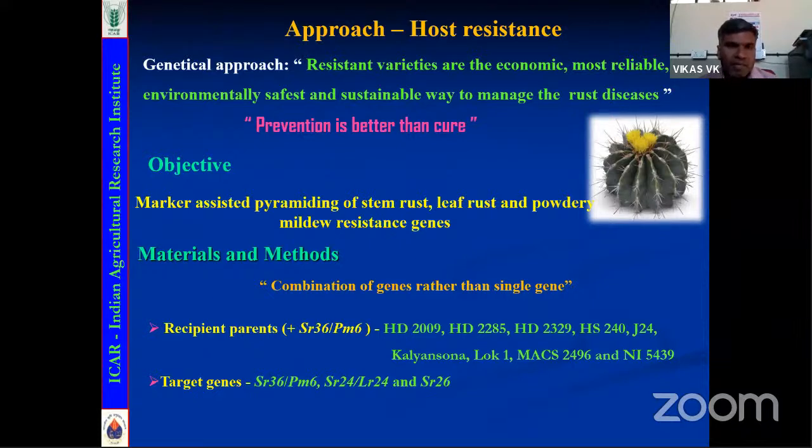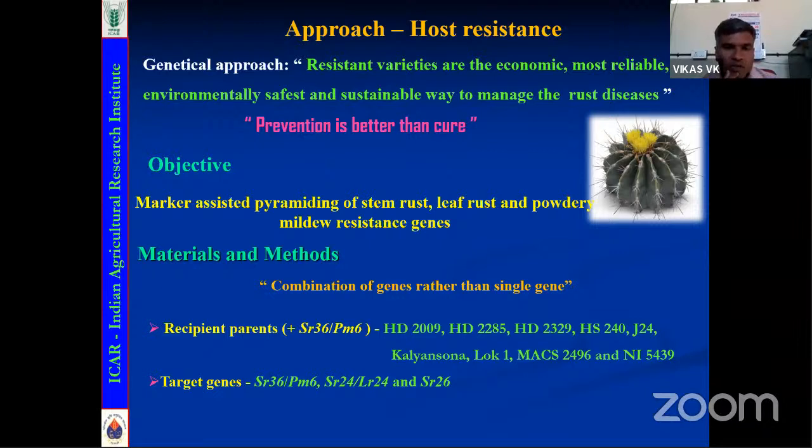The materials and methods we have used is a combination of genes rather than a single gene. As the earlier speaker, Dr. S.C. Patel, has told, we should not depend on a single gene; you should go for a combination of genes. So we used resistant parents, which already have the SR36 gene, with PM6 linked to it, from Dr. C.M. Sivasamy, who is head of the station. I would combine this SR36 and PM6 with other stem and leaf rust resistance genes.